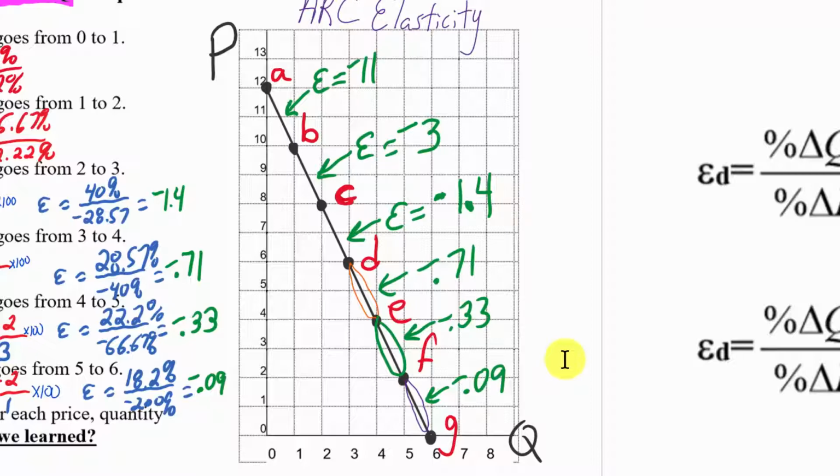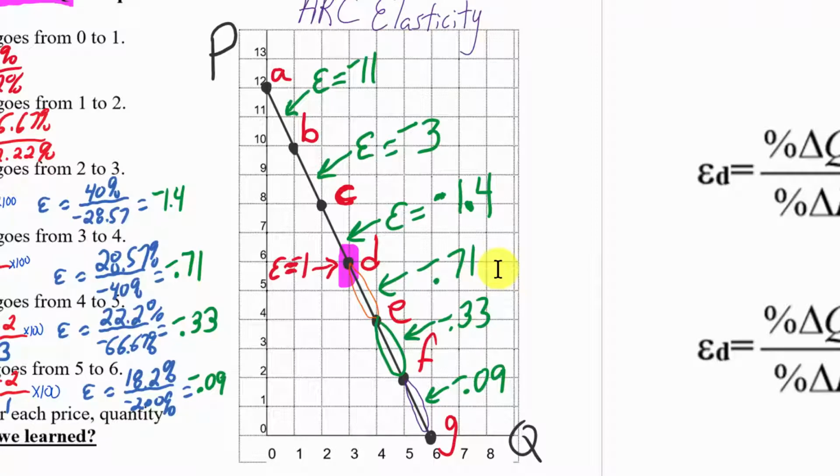But if you had to guess, looking at all these elasticities between A and B, it's minus 11. Between D and E, it's minus 0.71. If you had to guess, where would the price elasticity of demand be exactly equal to minus 1? Now, if you guessed, here the elasticity is minus 1.4 between C and D. Here between D and E, the elasticity is minus 0.71. If you guessed, well, it might make sense that the price elasticity of demand right there is about minus 1. You'd be right. Now let's demonstrate that, and then let's talk about why that matters.